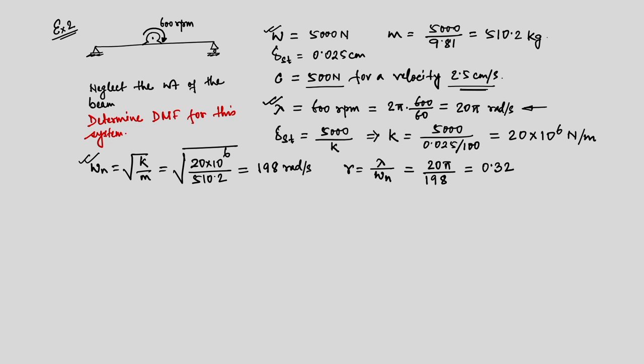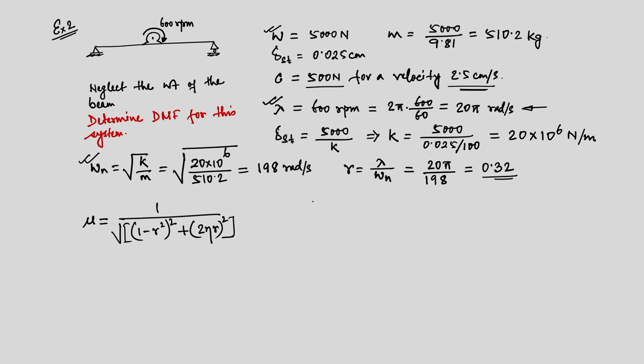Now, our task is to find out the dynamic magnification factor. The expression for this dynamic magnification factor is 1 over the square root of (1 minus r square) whole square plus (2 times eta r) whole square. Now, if you look at the expression, we know the value of frequency ratio, which is 0.32, but we do not know the critical damping ratio. So, that we can find out.